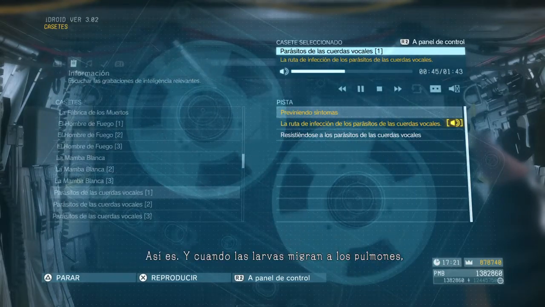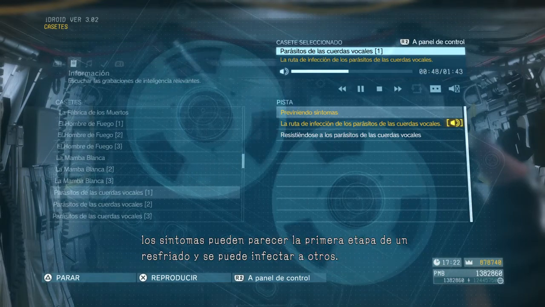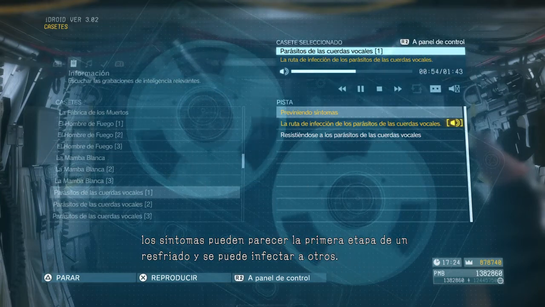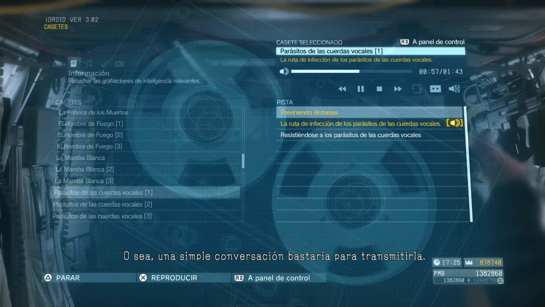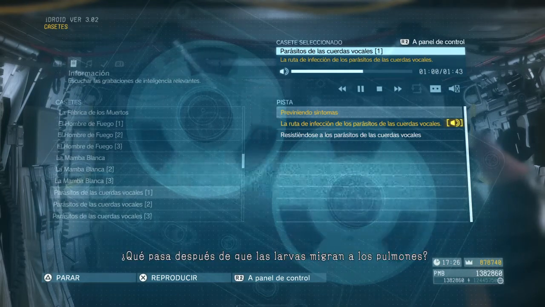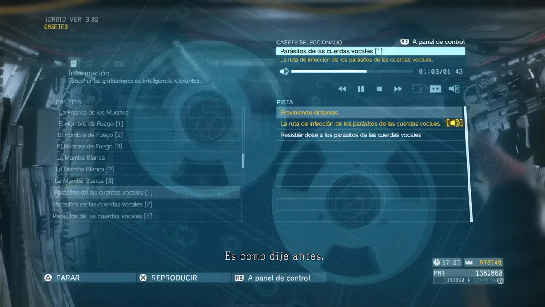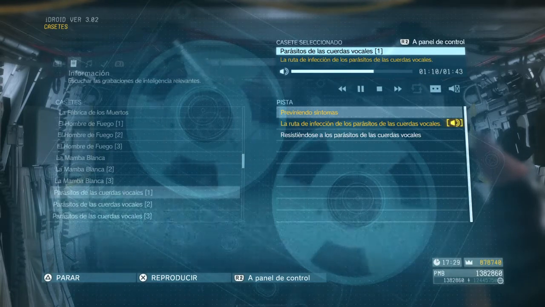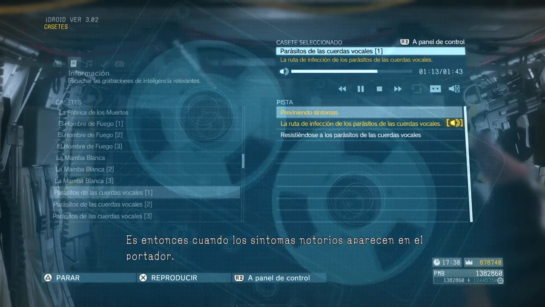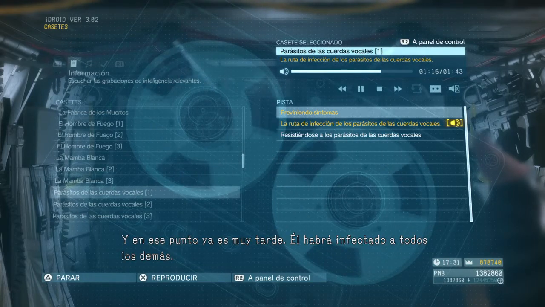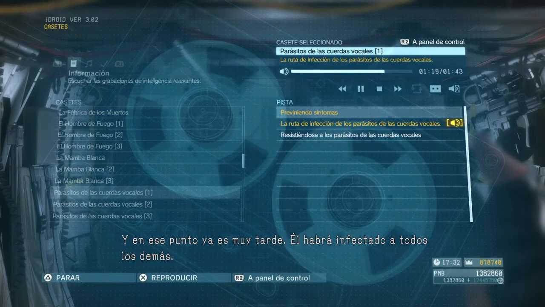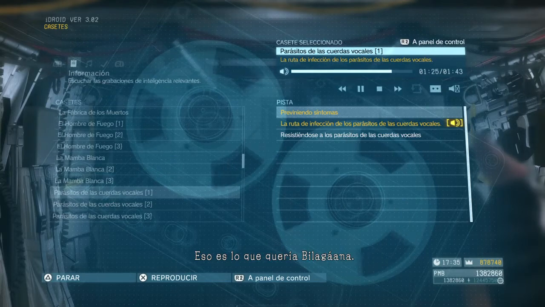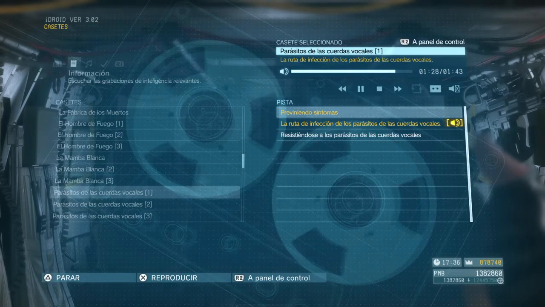And when the larvae migrate to the lungs, symptoms can resemble the early stages of a cold, making it easy to infect others. Meaning a simple conversation would be enough to pass it on. All right, so what happens after the larvae migrate to the lungs? It is as I said before. They mature by feeding on alveolar tissue. It is only then that noticeable symptoms appear in the host. And by that point, it's too late. He's infected everyone else. It's one hell of a weapon you've created. That is what Blag Anna wanted. Something that would spread easily.